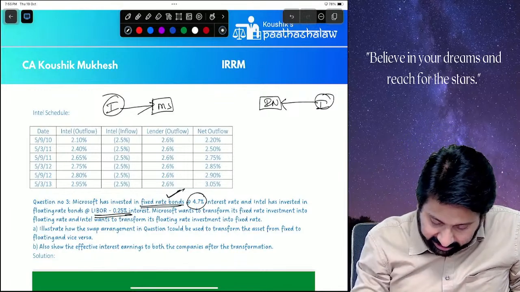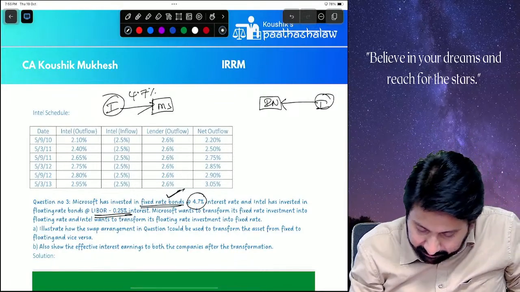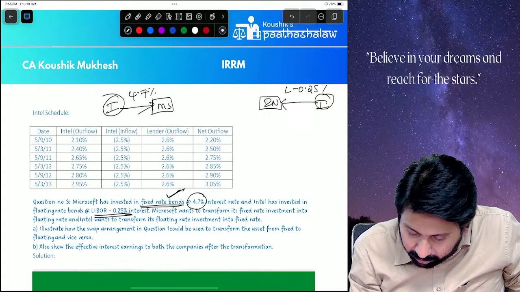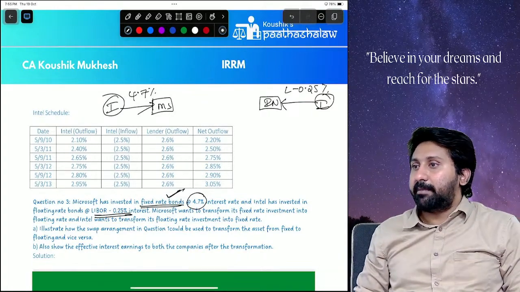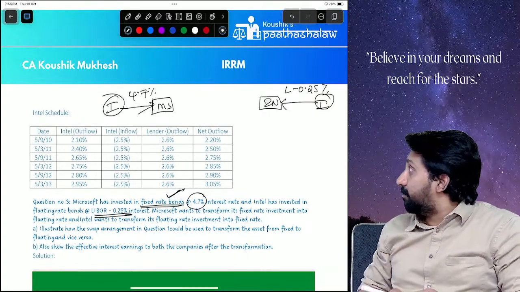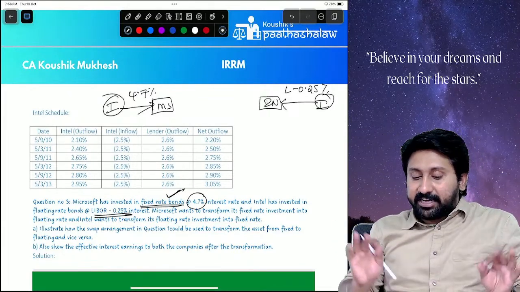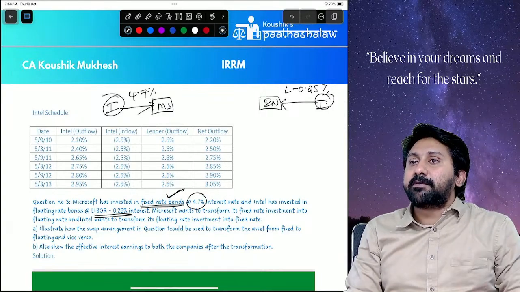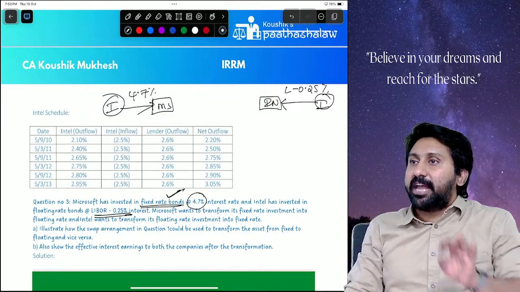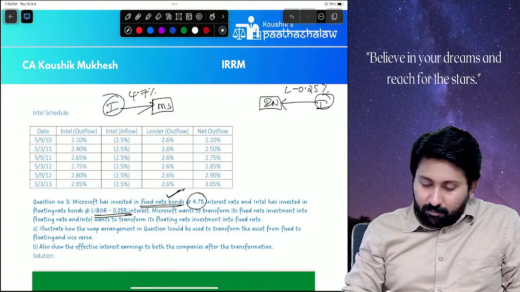First write down the rates: 4.7, LIBOR minus 0.25%. First tell me, are they happy with the existing positions or unhappy? Therefore, which market do they enter into? The swap market. What will they do?